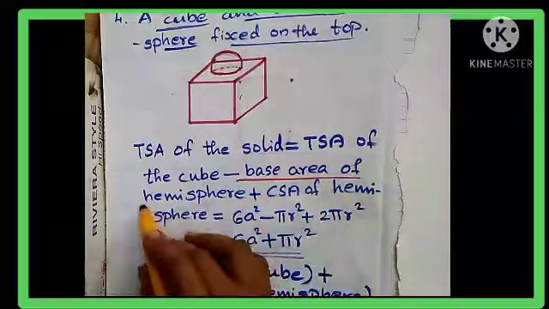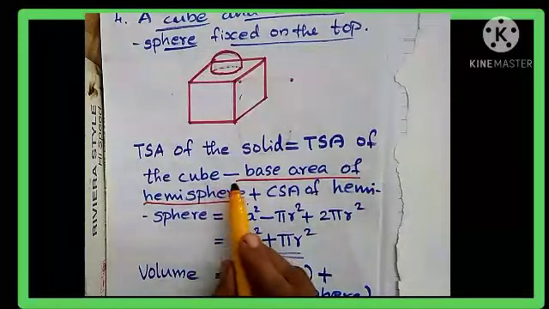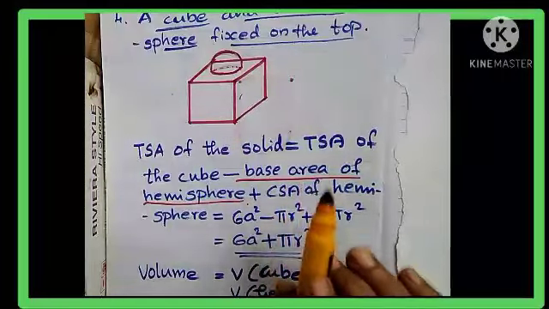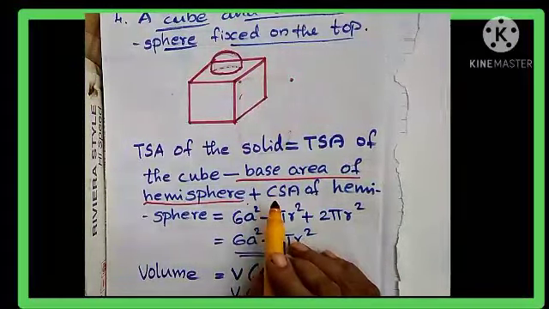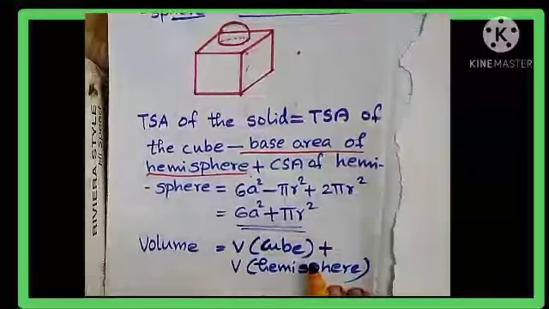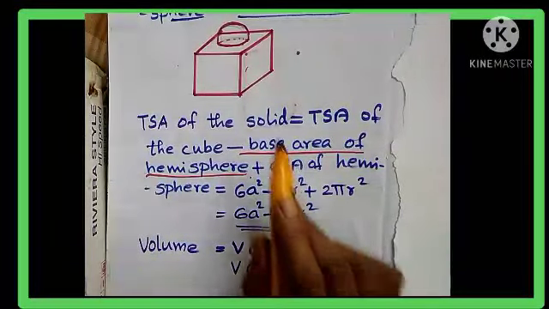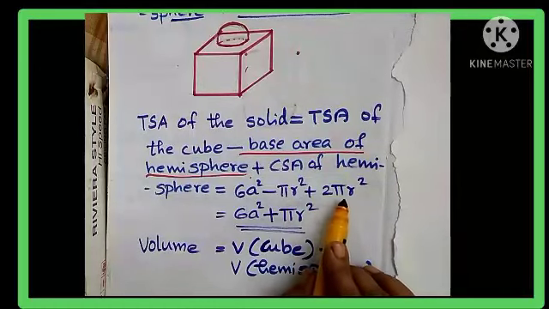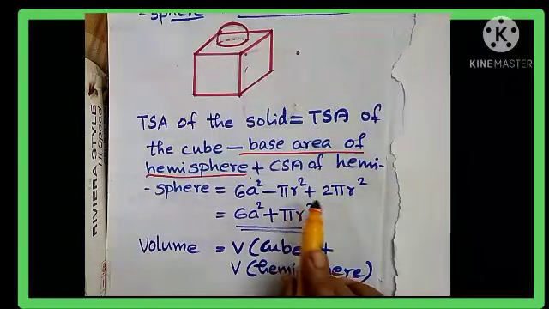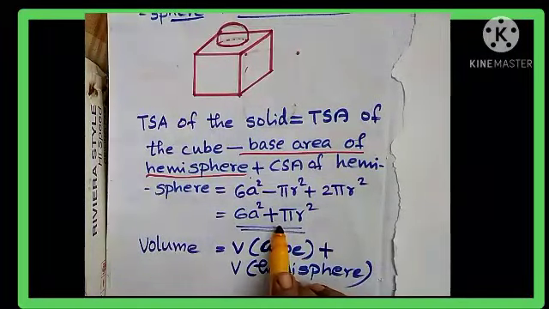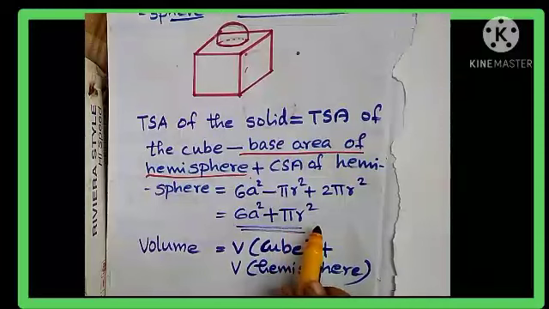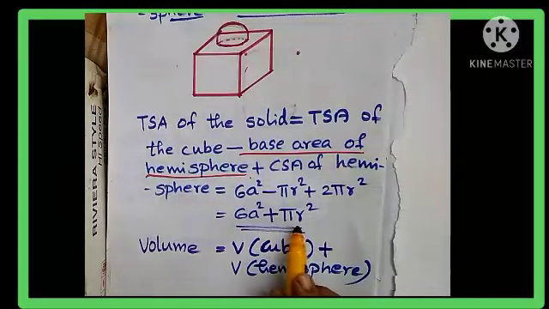See this portion, can you understand? The TSA of the cube minus the base area of the hemisphere, because this circular portion we need not paint, and then the CSA of the hemisphere we need to paint. So the formula is 6a square minus pi r square, because it's a circular portion inside, plus 2 pi r square, which is the CSA of the hemisphere. Now minus pi r square and plus 2 pi r square becomes plus pi r square. So we only need to find 6a square plus pi r square.